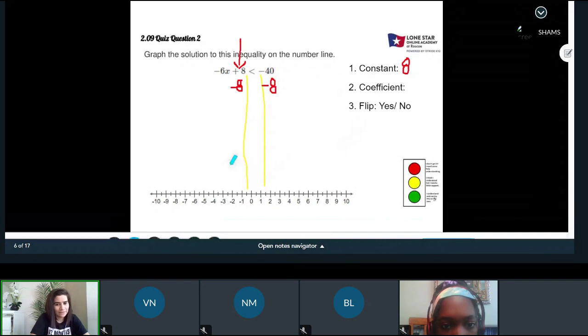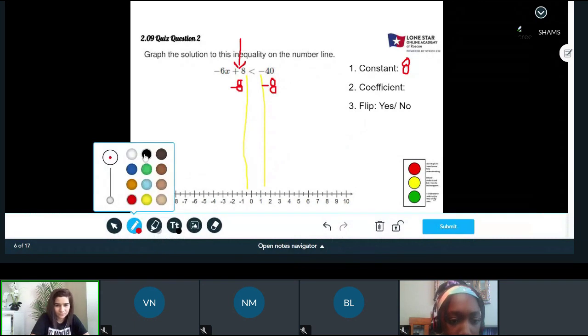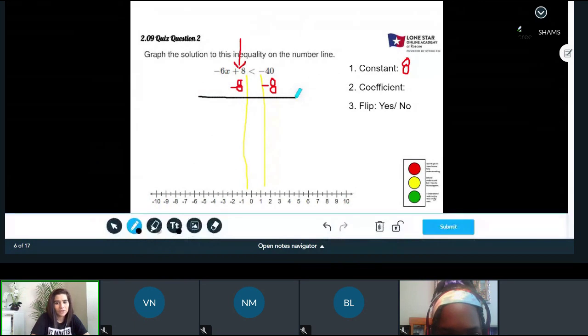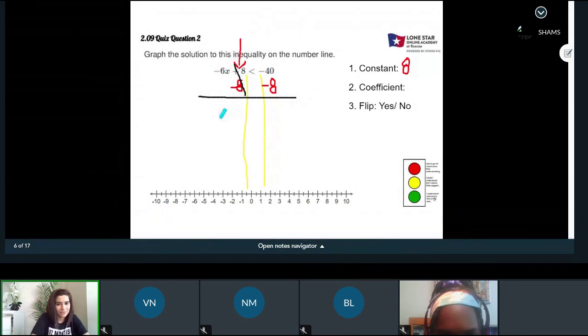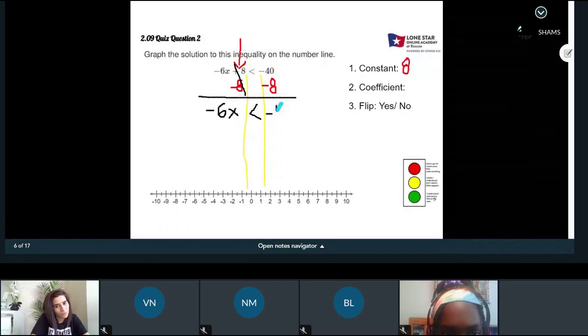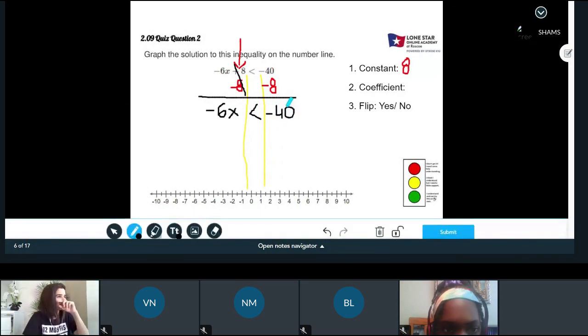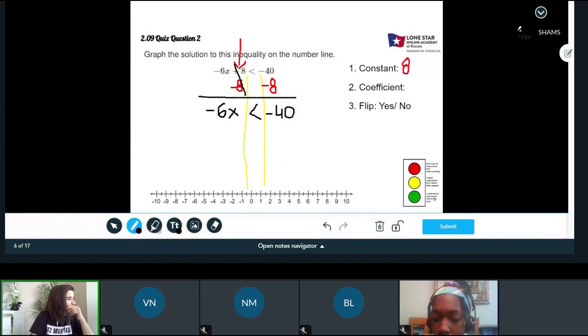After subtracting 8, let's see how it looks. Plus 8 minus 8 is a 0, and I have negative 6x. That has to be less than negative 40. What about the coefficient this time? The 2, very good. Angelina, very good, excellent.